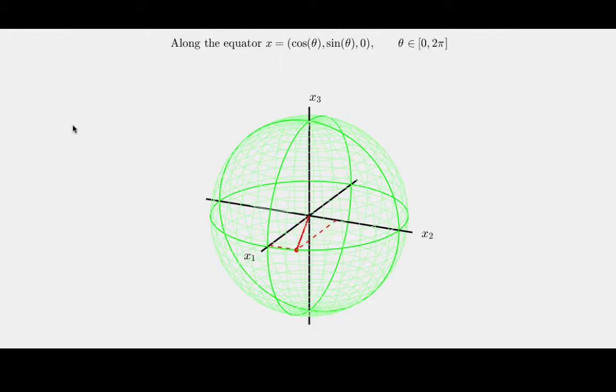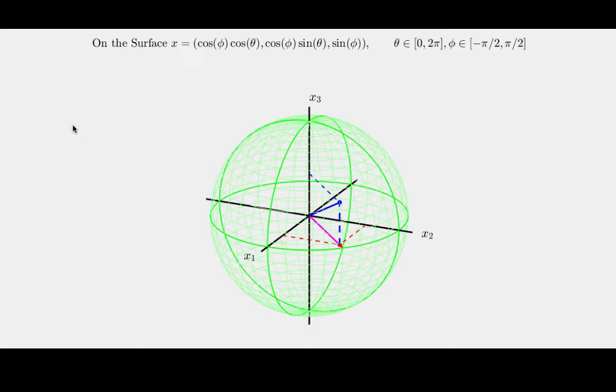And well, we can rotate by theta along the equator. So along the equator, I just have a circle parameterized by theta: cosine theta, sine theta. The third coordinate is 0 because I'm still on the equator. And I can go all the way around. In other words, theta would be in the interval 0 to 2 pi.